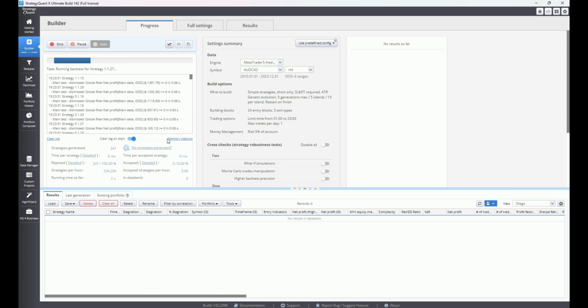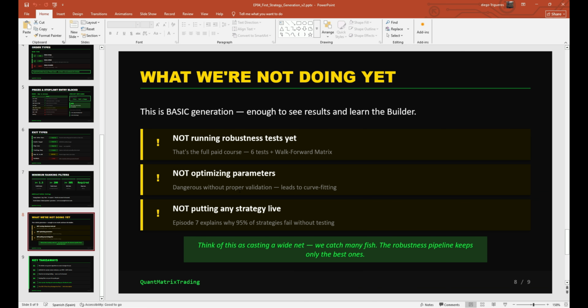We are waiting for this. So what not to do, right? What we are not doing here yet, right? We are not running robustness tests. This is for the next episode. We are not optimizing parameters yet, and we are not putting any strategy live. What we are doing here is catching as many fish as we can, and then in our robustness pipeline, we are gonna keep the best ones, right? But that's for the next episode.